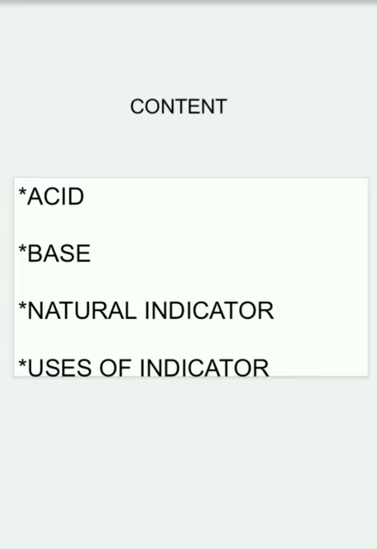So what is the content of this lesson? Acid, what is an acid? What is a base? Natural indicators, uses of indicators.